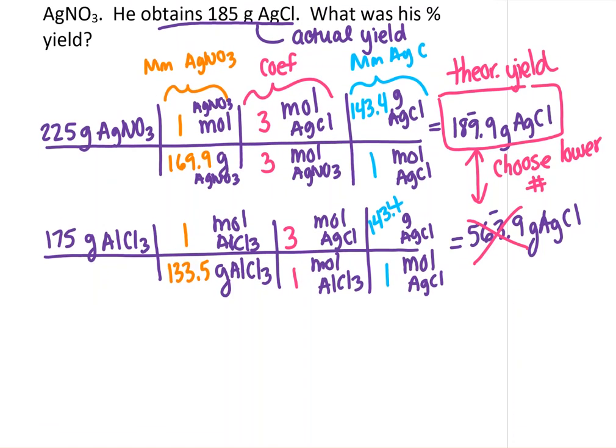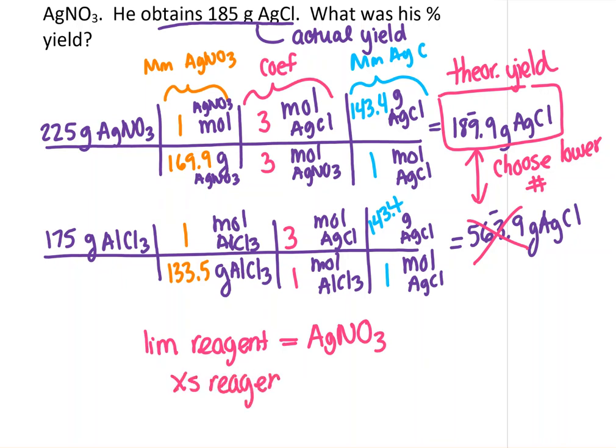And let's go ahead and answer a couple other questions while we're here before we do our percent. What is the limiting reagent? The limiting reagent is the one that predicted the lower amount of product. So the one that predicted the lower amount of product is the silver nitrate. And when I ask the reagent, I'm asking about the substance. I'm not asking about the amount of it. So my answer there is silver nitrate. And my excess reagent is the aluminum chloride.